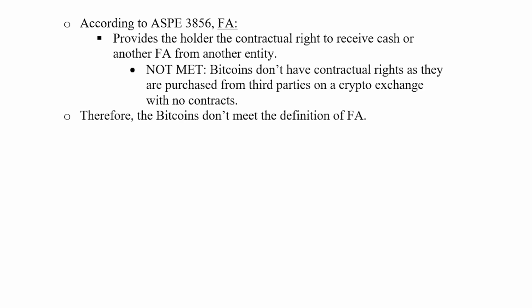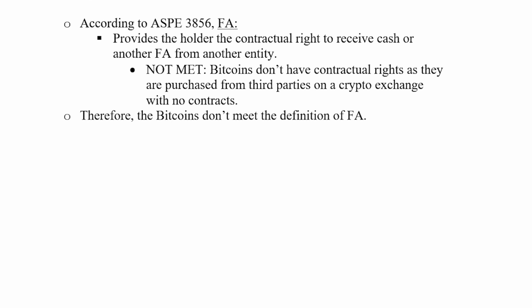Is crypto a financial asset? A key characteristic of a financial asset is that the holder has the contractual right to receive cash or another financial asset from another entity. This is not met because cryptos don't have contractual rights. There is no contract signed. So we'll put this down. Bitcoins don't have contractual rights as they are purchased from third parties on a crypto exchange with no contracts. We got three more: investments, inventory, and intangible assets.